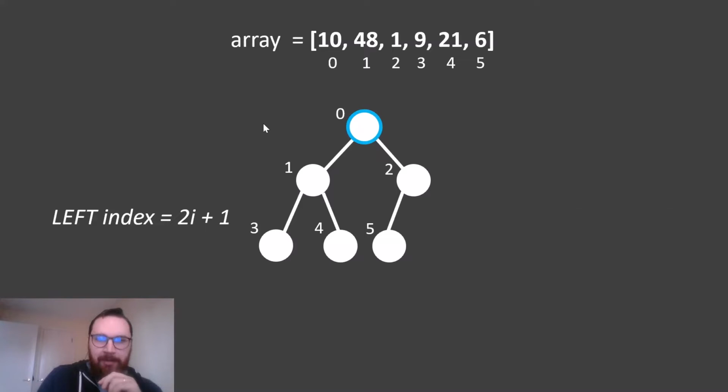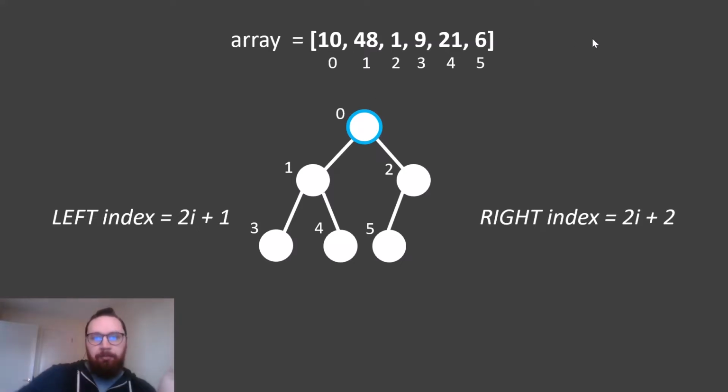And it gets even better. The right-hand child is just plus 2. So as long as we know the parent position, we can access the two children in an array, in that linear structure. So we don't have to store it in any form of complex tree. We can just store it in a list and access it as though it's a tree.